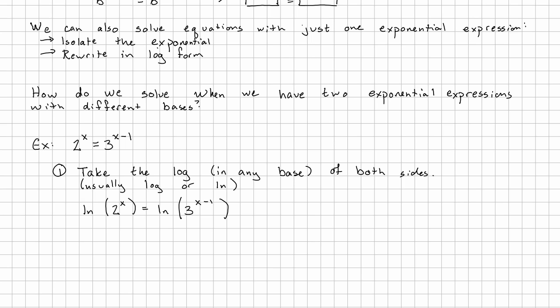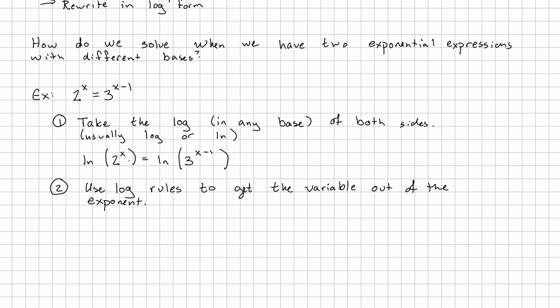Now that we've done that, we'll use the log rules to get the variable out of the exponent. So on the left-hand side, we have the natural log of 2 to the x. That'll be x times the natural log of 2. On the right-hand side, we have 3 to the power x minus 1. That'll be x minus 1 times the natural log of 3.